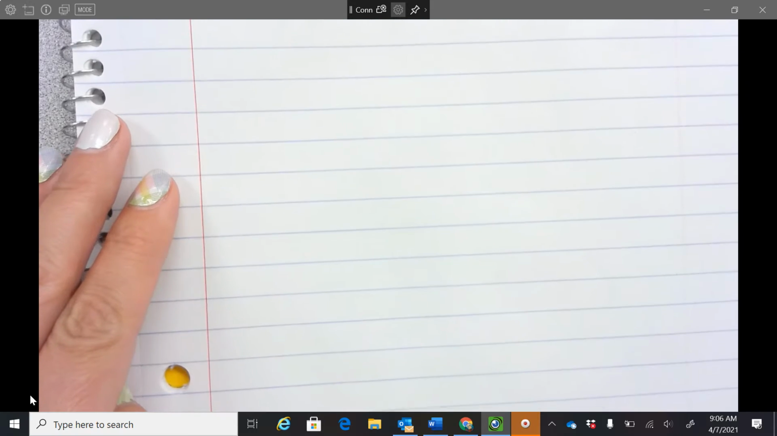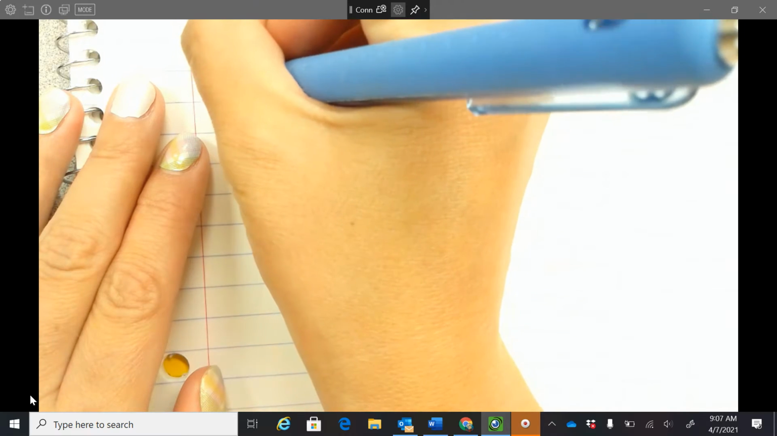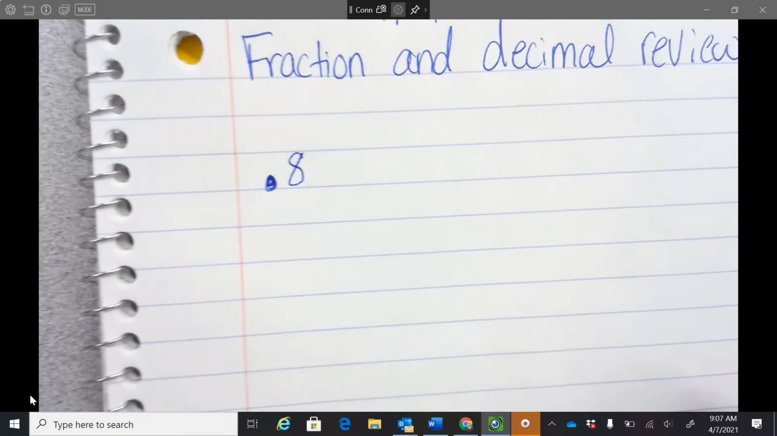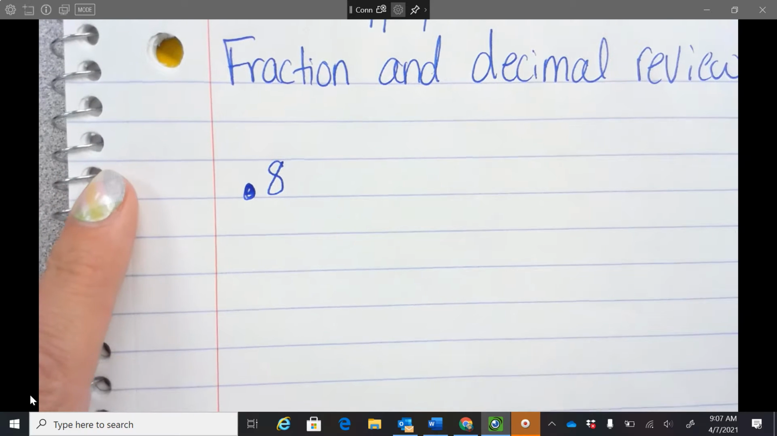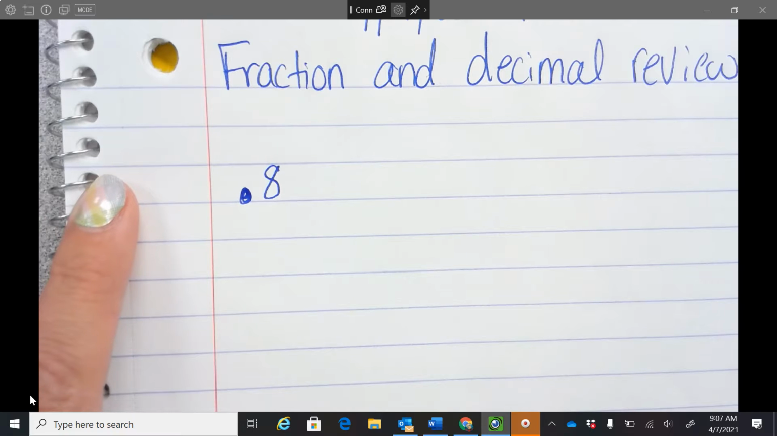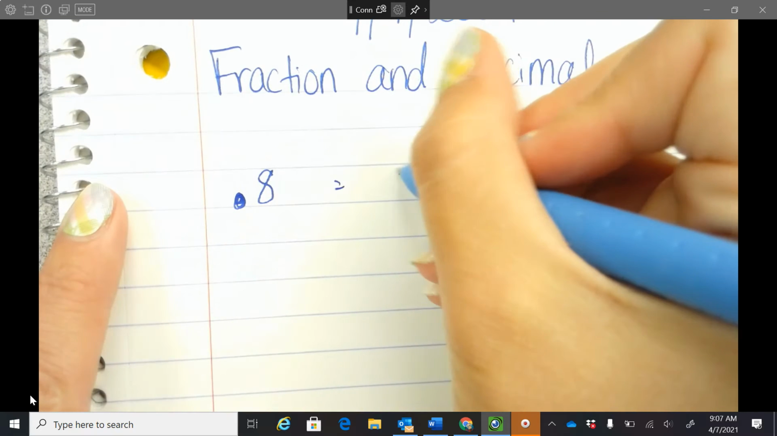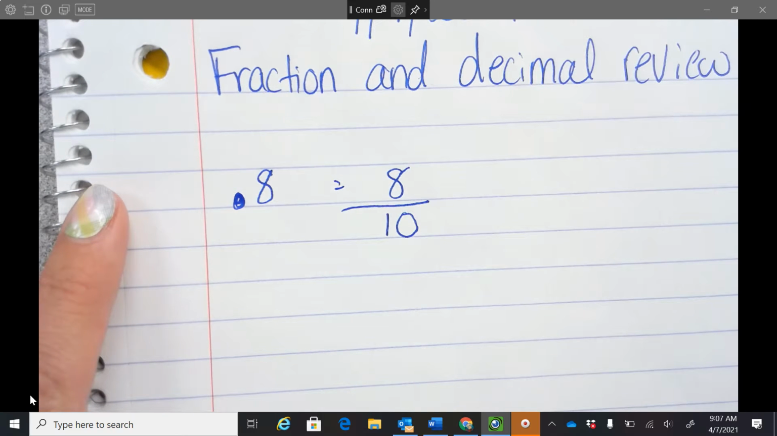On your whiteboard, I want you to write this as a fraction. 0.8. Write that as a fraction. Awesome sauce. So if you wrote 8 over 10, you are correct. Samantha, how did you know to put a 10 as your denominator?